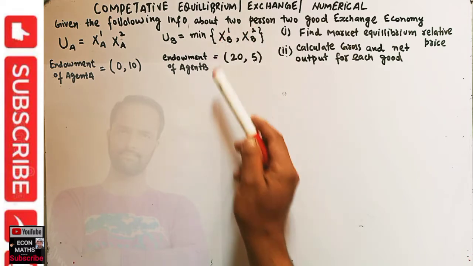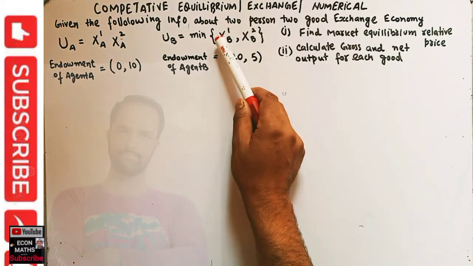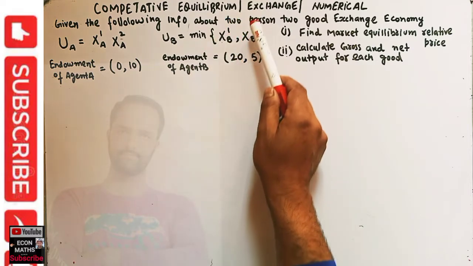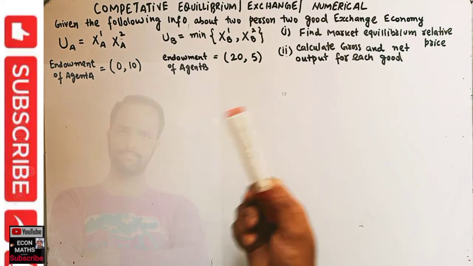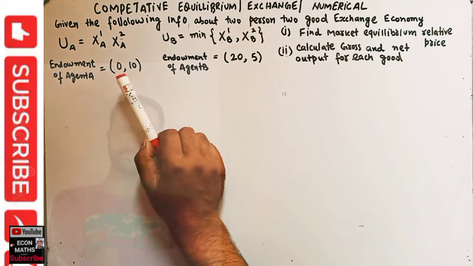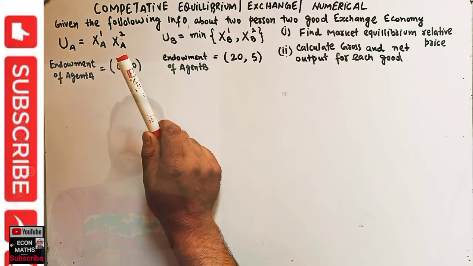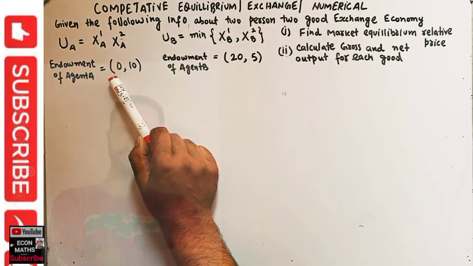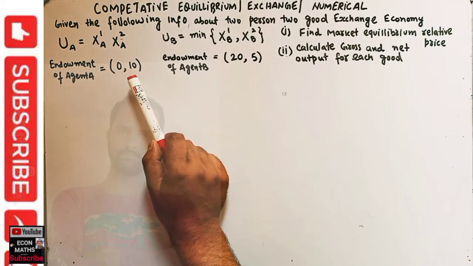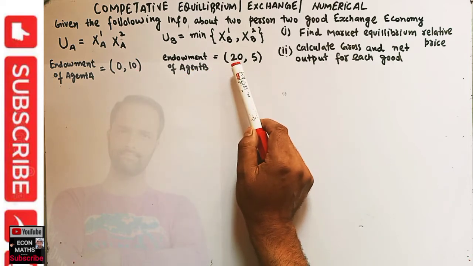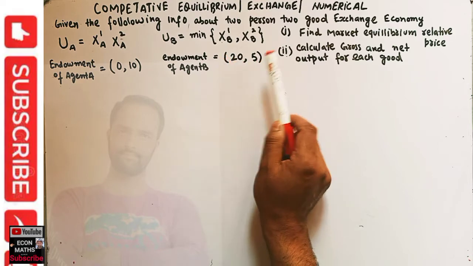xb1 is the units of good 1 that person B demands, and xb2 the units of good 2 that person B demands. Also, we are given the initial endowment. The units of good 1 that person A has initially is 0, and the units of good 2 person A has initially is 10. Similarly, the endowment for agent B is 20 units of good 1 and 5 units of good 2.